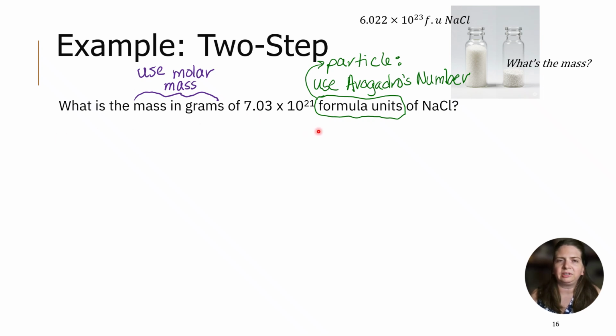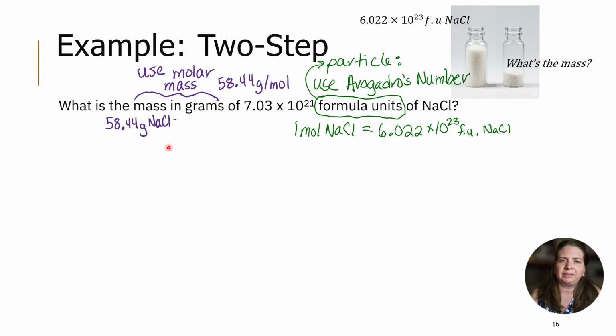First, recall that 1 mole of NaCl is equal to 6.022 times 10 to the 23rd formula units of NaCl. This is the relationship provided by Avogadro's number. Next, we need the molar mass of NaCl. From the periodic table, 1 mole of NaCl has a molar mass of 58.44 grams.